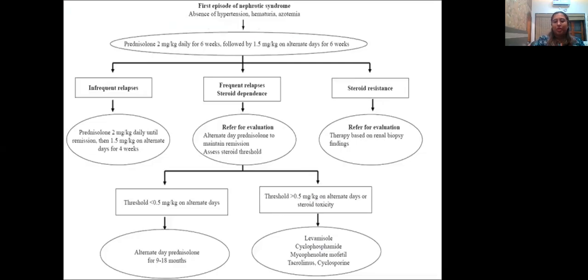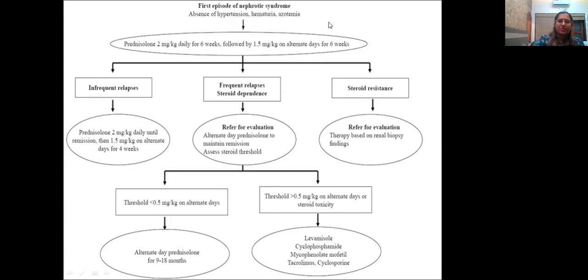Those immunomodulators are levamisole, cyclophosphamide, mycophenolate mofetil, and tacrolimus or cyclosporin. Tacrolimus and cyclosporin are calcineurin inhibitors. So this is the entire algorithm, or nutshell treatment, of nephrotic syndrome.